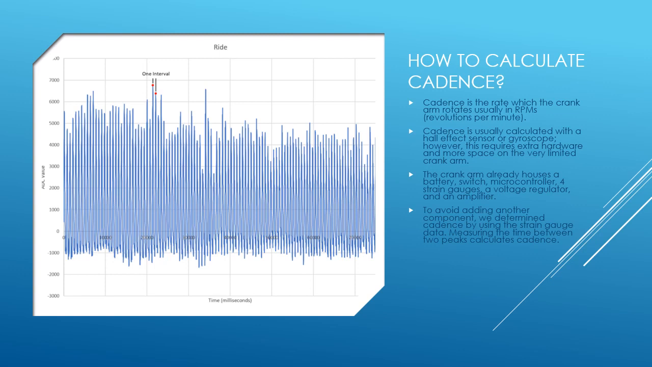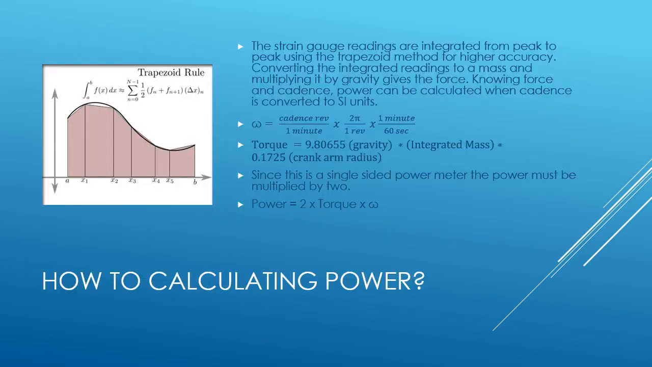Measuring the time between 2 peaks calculates cadence. The strain gauge readings are integrated from peak to peak using the trapezoid method for higher accuracy. Converting the integrated readings to a mass and multiplying it by gravity gives us the force. Knowing force and cadence, power can be calculated when cadence is converted to SI units. Since this is a single-sided power meter, the power must be multiplied by 2.